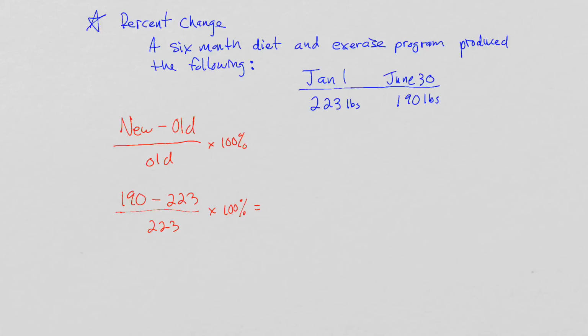So that's going to give us negative 33 over 223, which is going to equal negative 14.8%. But in terms of an increase or decrease, if it already says decrease, I'm just going to say it was a 14.8% decrease. Okay, so if I use the word decrease, then that takes care of my negative symbol.